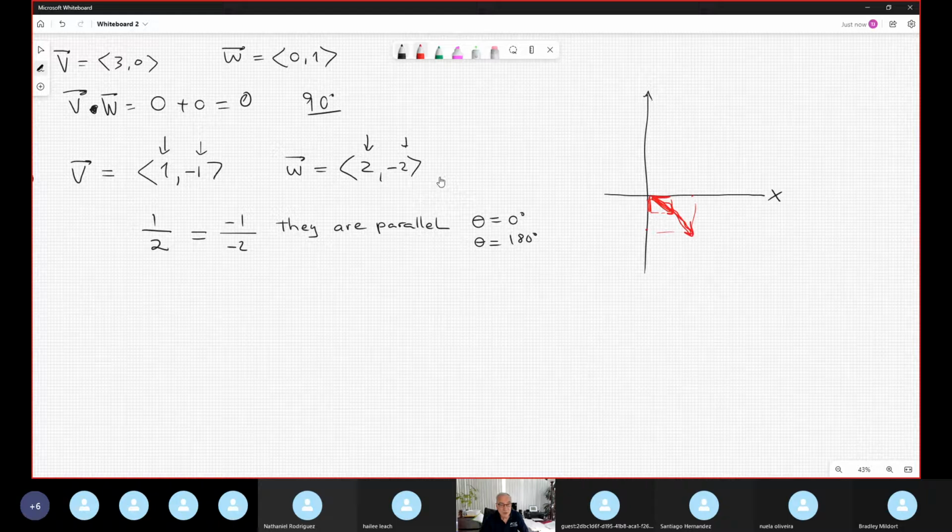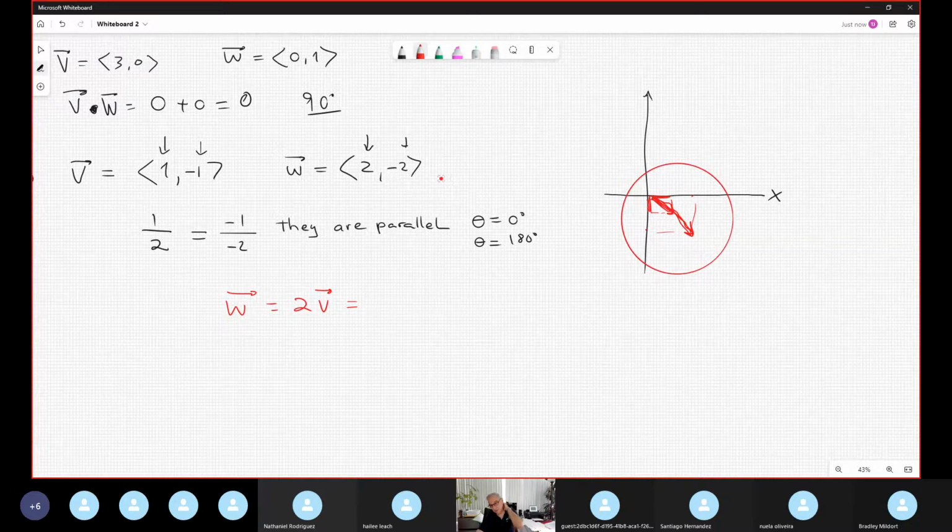So you can reformulate this idea. W is 2 times B, because you multiply by 2, a scalar. 2 times 1 is 2, and 2 times negative 1 is negative 2. Do you see that? Geometrically it's super clear, parallel. But the shortcut is you divide component by component, so you get the same result. In this case it was positive half. So now they are parallel.